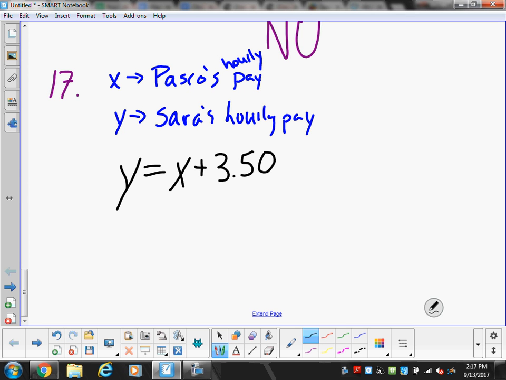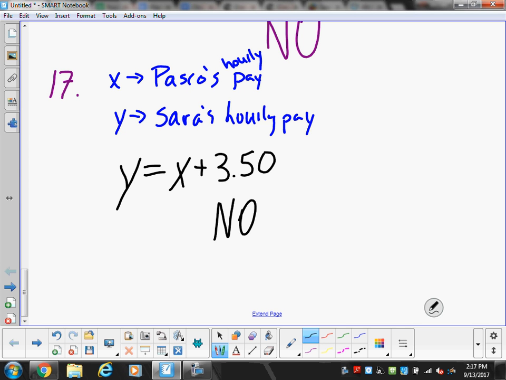Is this a direct variation? No. Why is it not? Because I'm adding to the x, not multiplying by. Okay? Questions?